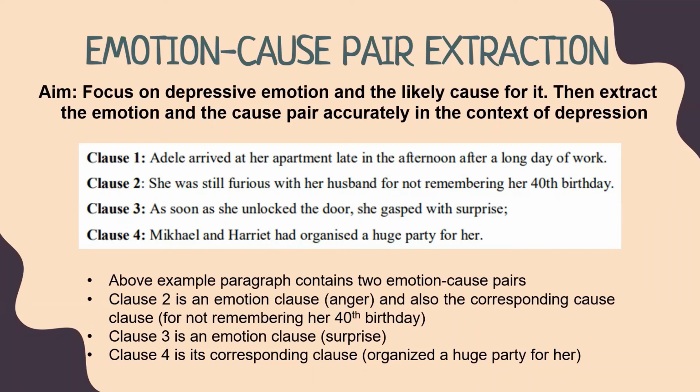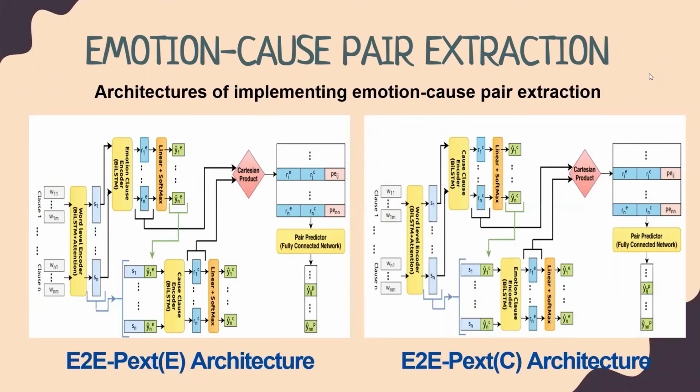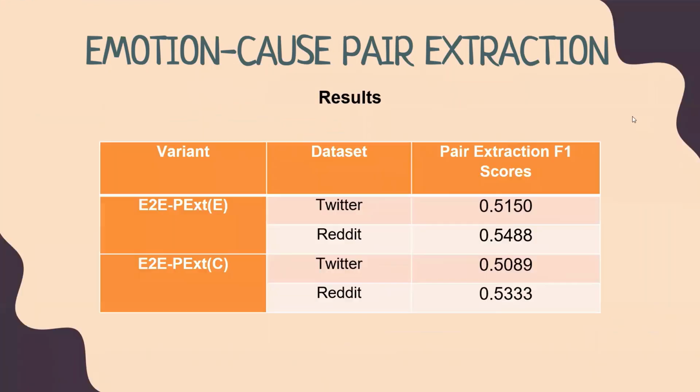Next, we will look at the last task, emotion cause pair extraction. The aim is to focus on depressive emotion and the likely cause for it, then extract the emotion and the cause pair accurately in the context of depression. For this task, we will have two variants in the architectures for emotion cause pair extraction. These are the F1 scores on the different variants of architecture and also the different datasets used.